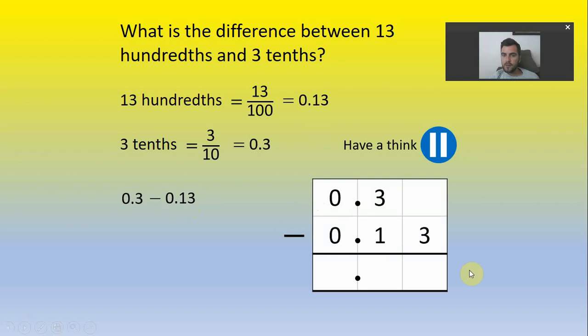So if we set it out using column subtraction, it would look like this. I've got nothing here. So 0 take away 3 I can't do. So the first thing I have to do is exchange for my tenths column. So my 3 tenths becomes 2 tenths, and I borrow 1 tenth, which gives me 10 hundredths. Now I can do 10 take away 3, which will give me 7. Moving on to my tenths, 2 take away 1 tenth gives me 1. My 0 goes in as a placeholder, 0.17, or 0 and 17 hundredths.